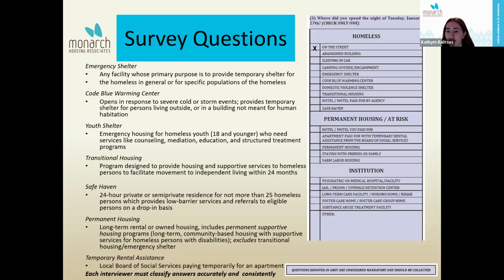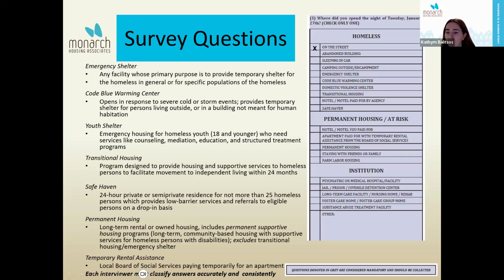For institution, let's say they're in a hospital, you want to ask the clarifying question of whether they were admitted to the hospital itself. If they're just staying warm in the waiting room, then they'd be considered homeless. But if they're actually a patient admitted into the hospital, then you'd check off that first option under psychiatric or medical hospital facility. But if they're really just in the waiting room, then you'd put one of the homeless options.